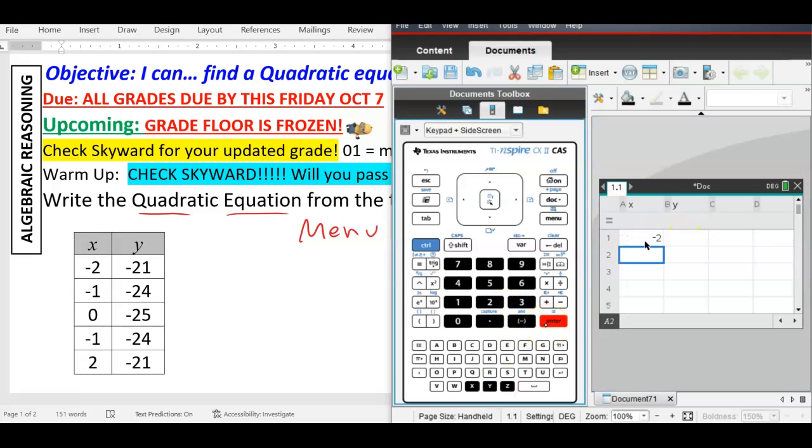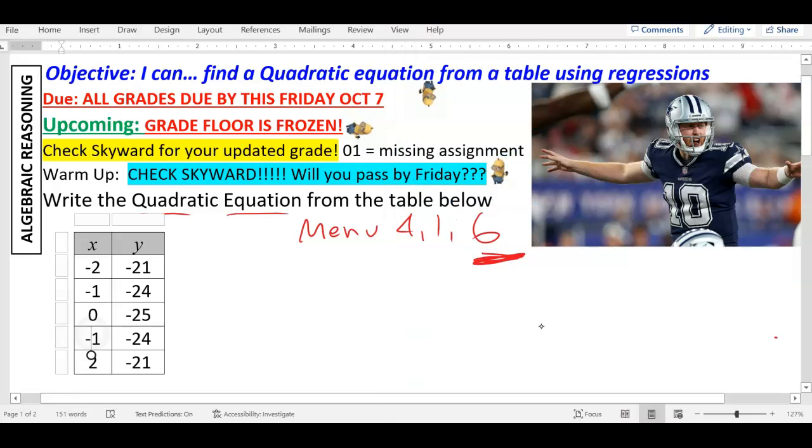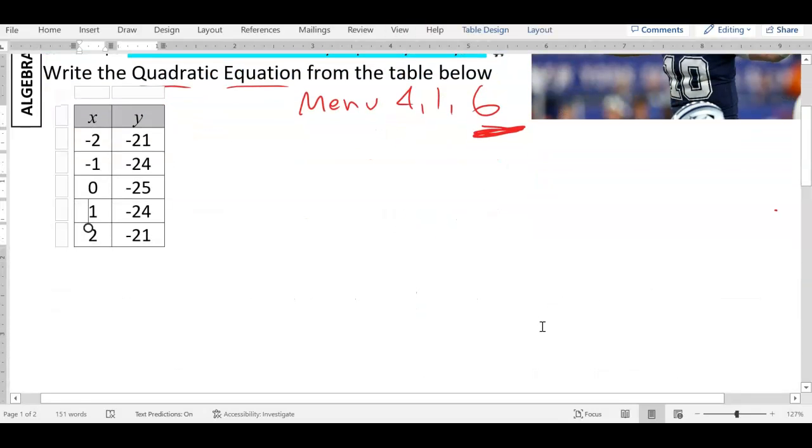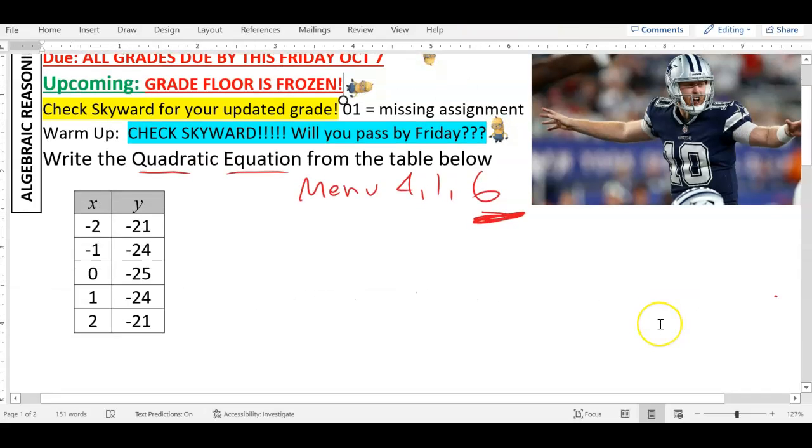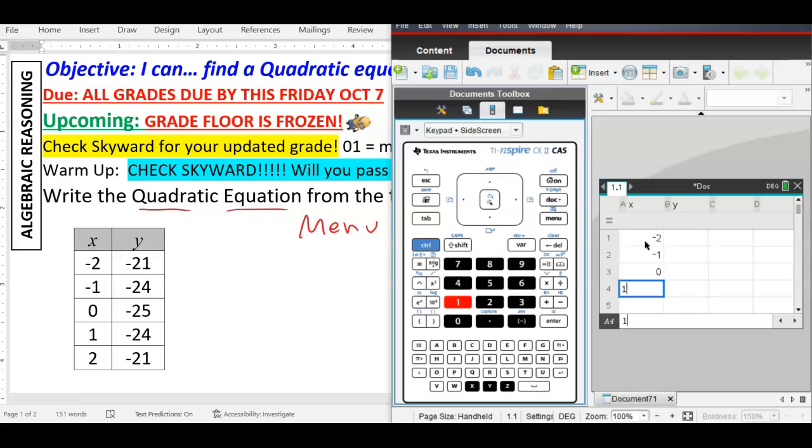I put in my, whoops. I think it was supposed to be a 1. Either way, you get the same answer. But 2, negative 20, whoa, it's a Y. Negative 21, negative 24, negative 25, negative 24, negative 21. Okay, so if you plot those, you put the points into the table.